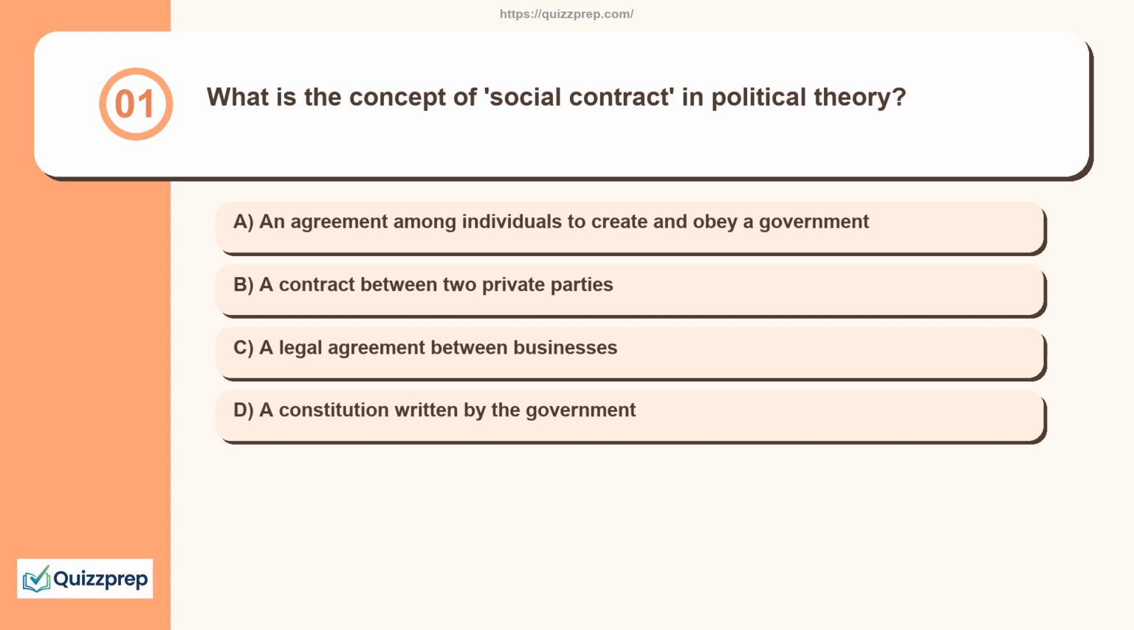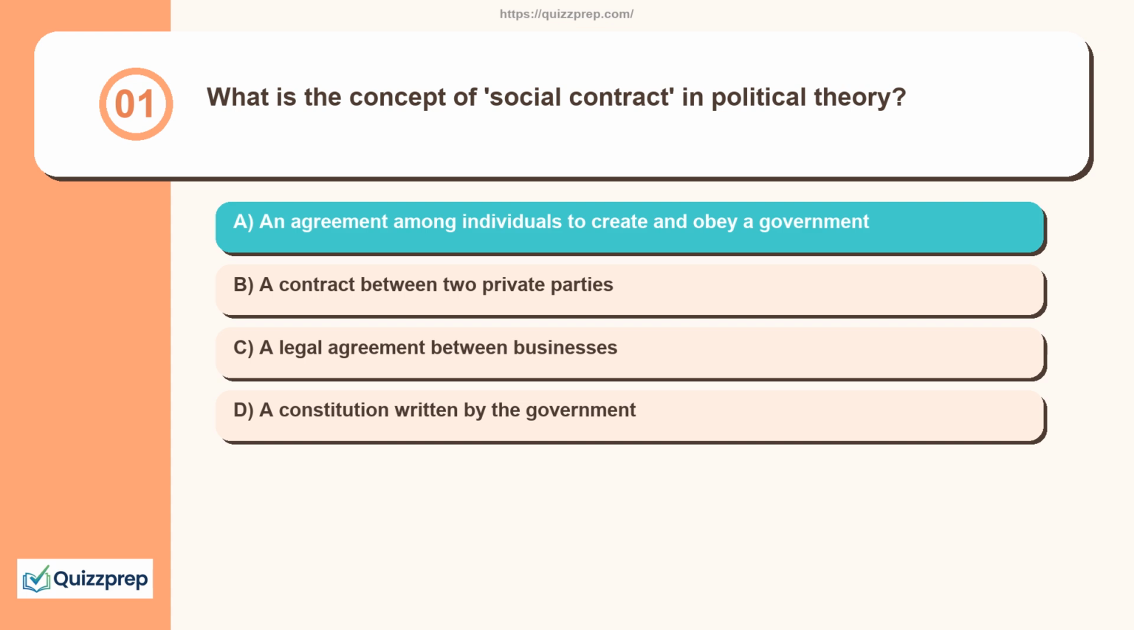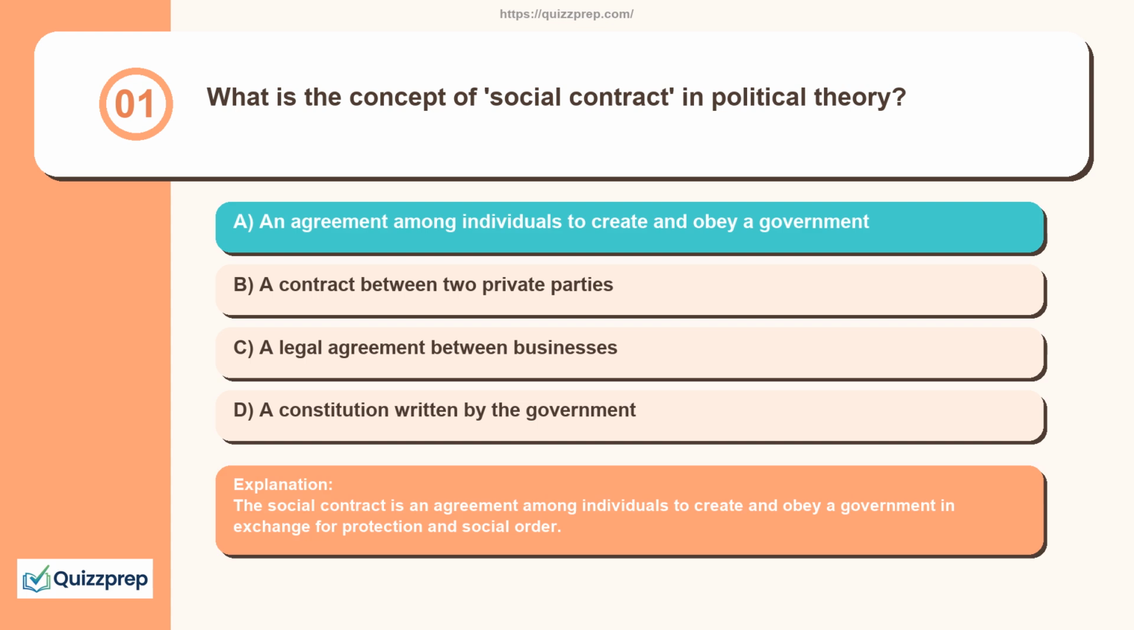Question 1. What is the concept of social contract in political theory? An agreement among individuals to create and obey a government. A contract between two private parties. A legal agreement between businesses. A constitution written by the government. The social contract is an agreement among individuals to create and obey a government in exchange for protection and social order.